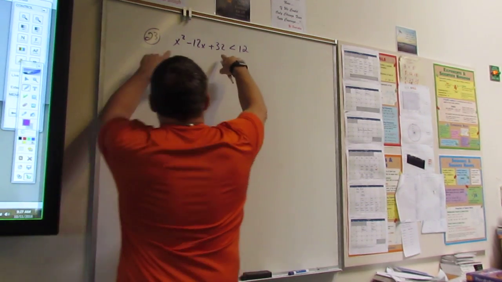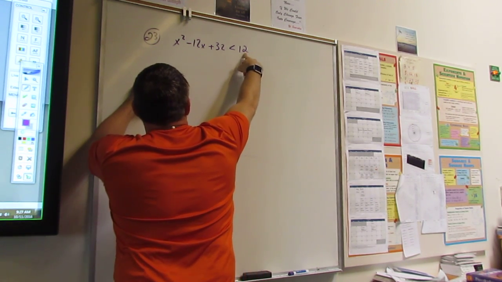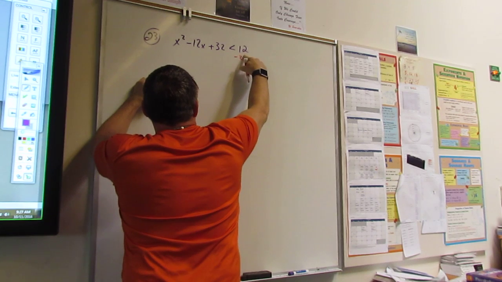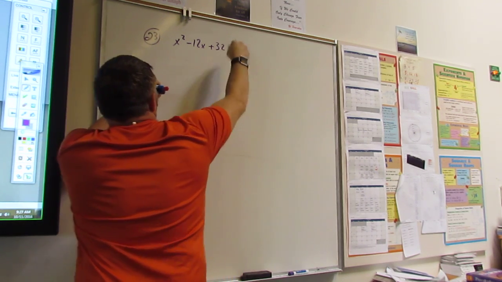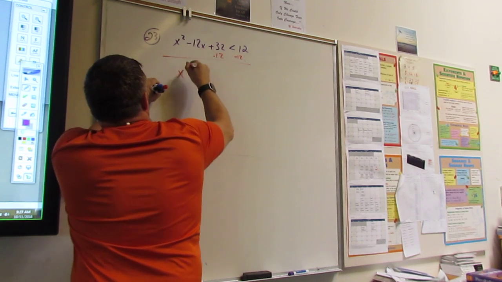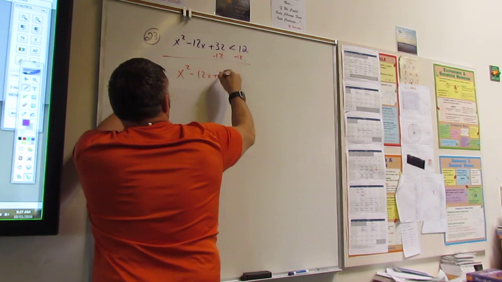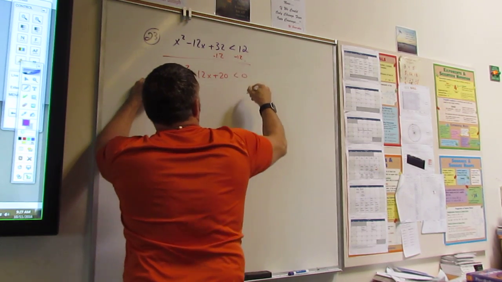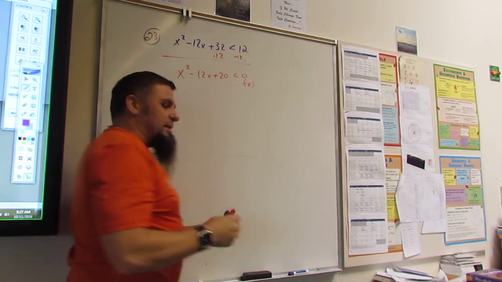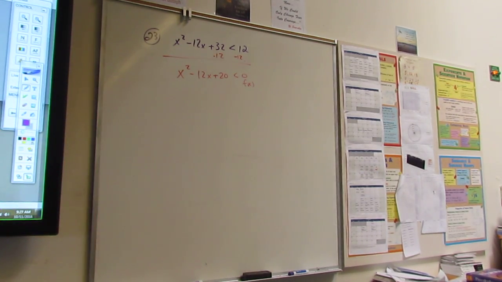So what I want to do here is move this 12. Well, not by moving 21, that's for sure. So what I do to one side, I do to the other. So x squared minus 12x plus 20 is less than 0. Then I'm going to call that f of x. Okay? That's all. Same thing as before.